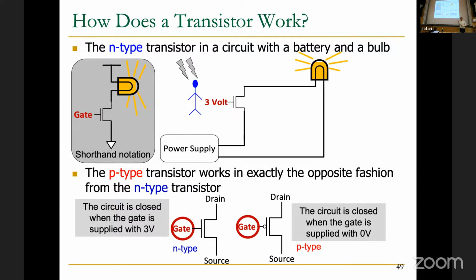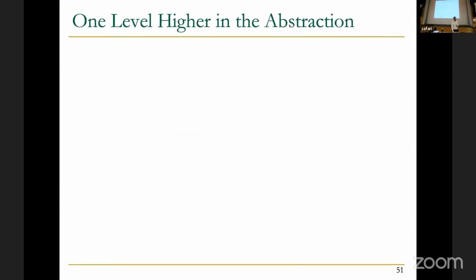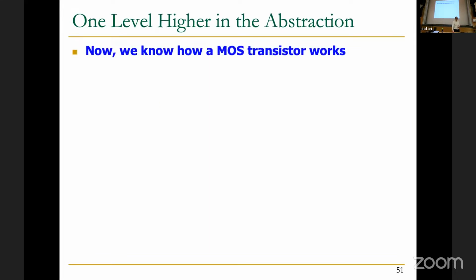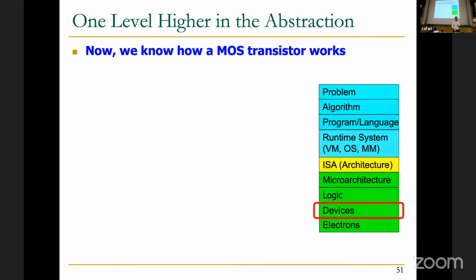Then you need to know the analog properties. But if you want to have a good basis of transistors and build logic gates, you don't need to know what's underneath if you actually already built some good logic gates with them. Okay, so now let's build some logic gates. This is one level higher in the abstraction. Now we know how this transistor works, at least good enough to our abstraction level.